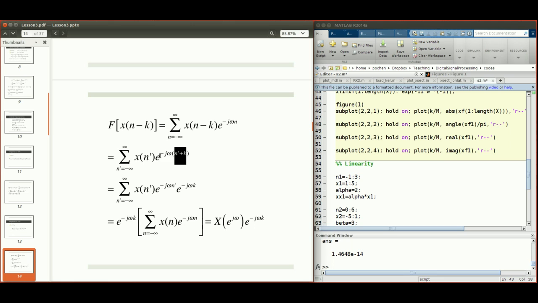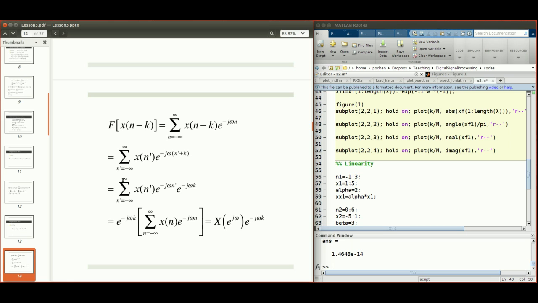And then we can sort of write this exponent into like two components, this part and then this part, right? And you can sort of see only this part actually depends upon n prime. This part doesn't depend on n prime. So e to the minus j omega k can be taken out of the summation. E to the minus j omega k you can move it out of the summation. And then the stuff that's inside of the summation is basically xn prime e to the minus j omega n prime. And n prime is the summation index, right?